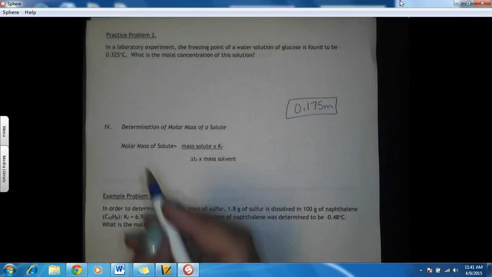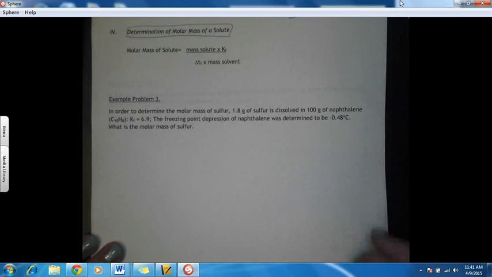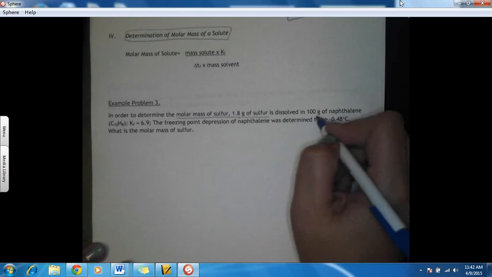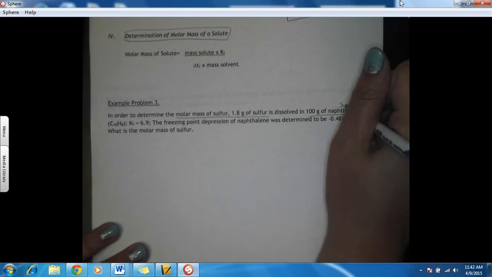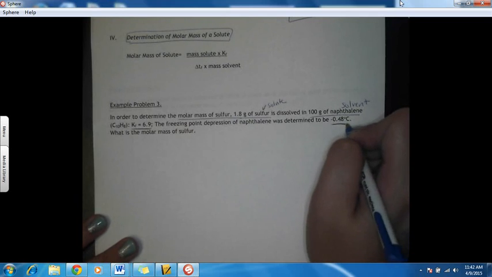Okay, next we're going to look at the molar mass. Okay, I want you to ignore this equation for now, and let's just look at how we might solve the molar mass. So, in order to determine the molar mass of sulfur, 1.8 grams of sulfur is dissolved in 100 grams of naphthalene. So this is our solvent, and this is our solute. Okay. And it tells us that naphthalene has a Kf of 6.9, and the freezing point was depressed by 0.48 degrees Celsius. So it went down by 0.48 degrees Celsius.